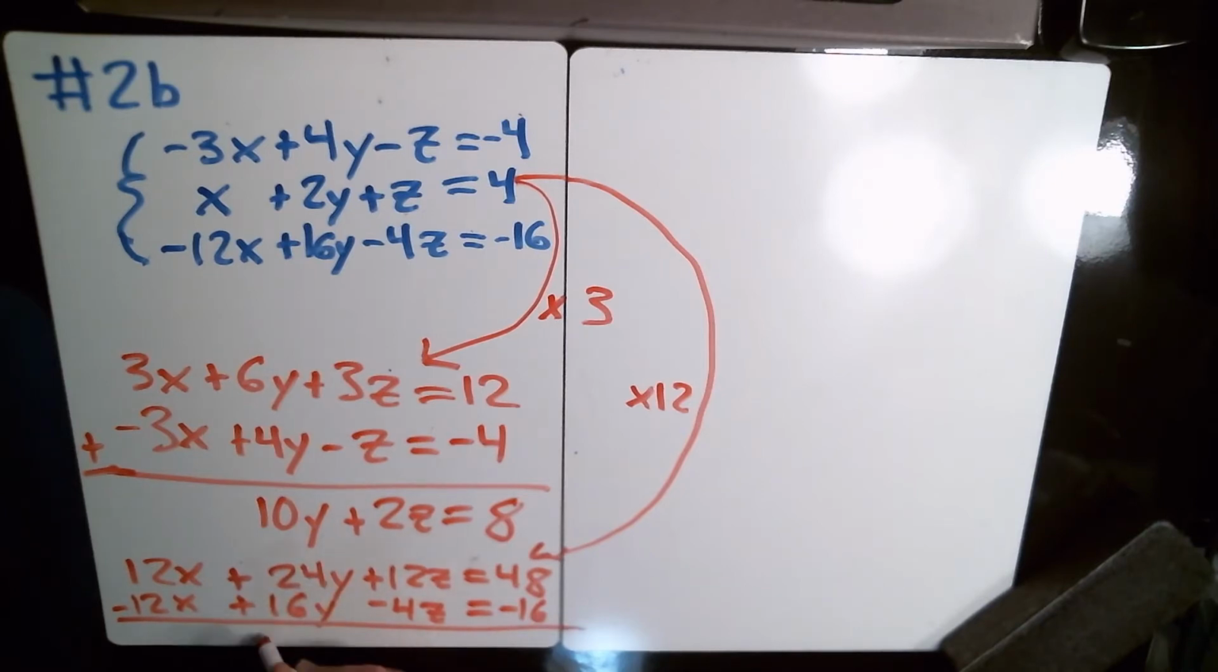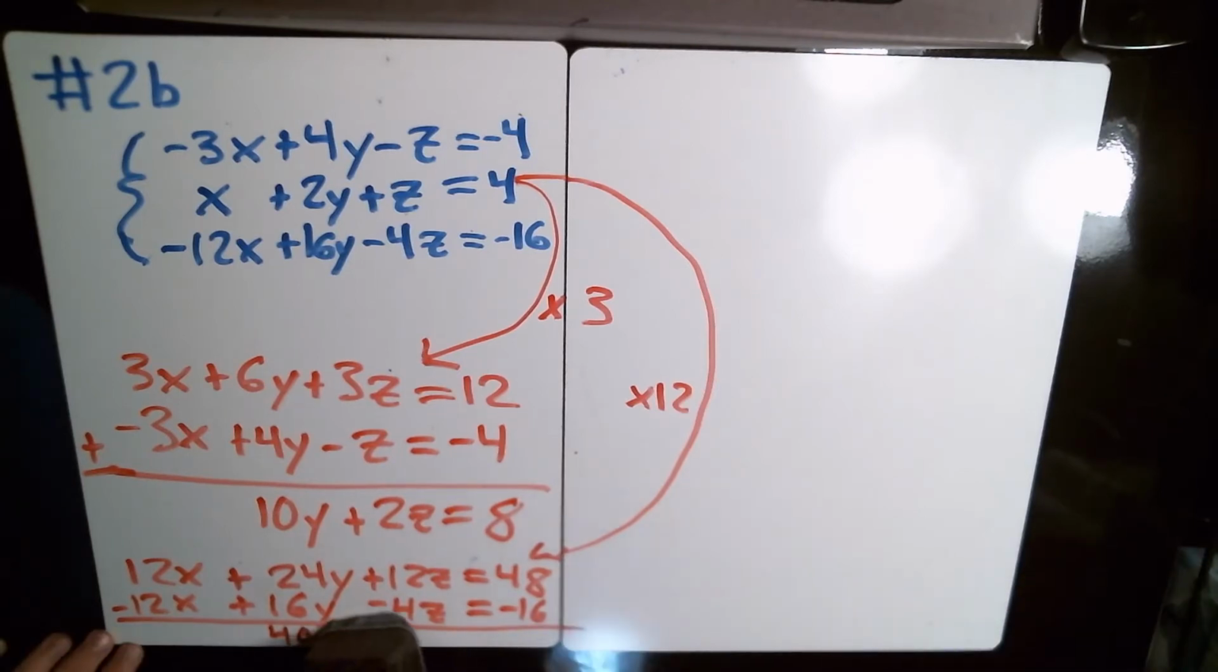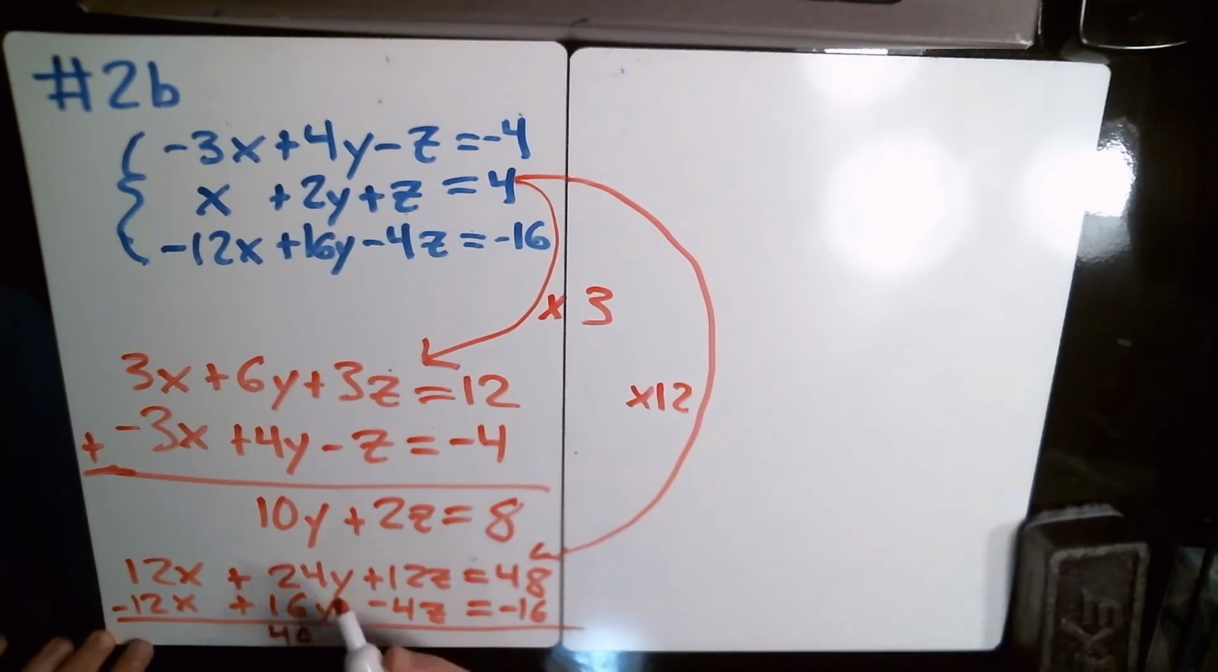We get 40y. Oop, can't really see that. That's 40y. And then 12z minus 4z is 8z, which is equal to 48 minus 16, that's 32.